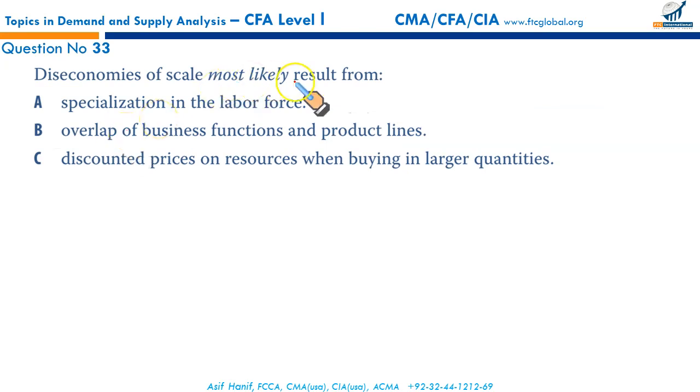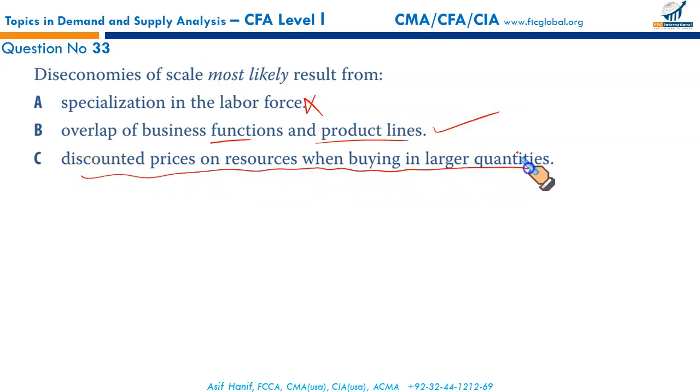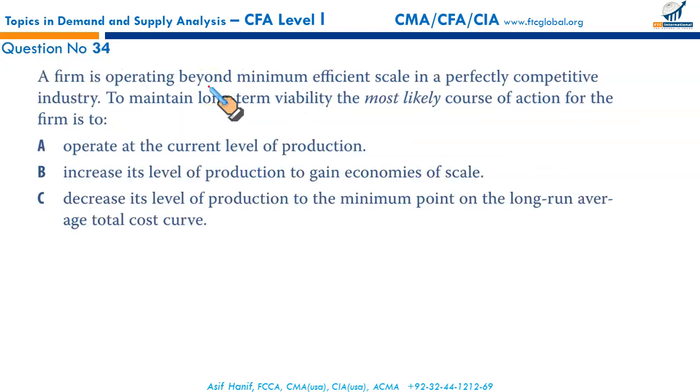Diseconomies of scale most likely result from specialization in the labor force that will result in reduction in average cost. So this is the feature of economies of scale, not the right option. Overlap of business functions and product lines, that's where the problems come. That's where the firm starts becoming inefficient. When the firm increases in size, it becomes difficult. There are communication issues, inefficiency creeps in, and the firm experiences diseconomies of scale. Discounted price on resources when buying in large quantities is an economy of scale, called the purchasing economies of scale. So this is not right. We're looking for the diseconomies, and B is the diseconomies of scale.